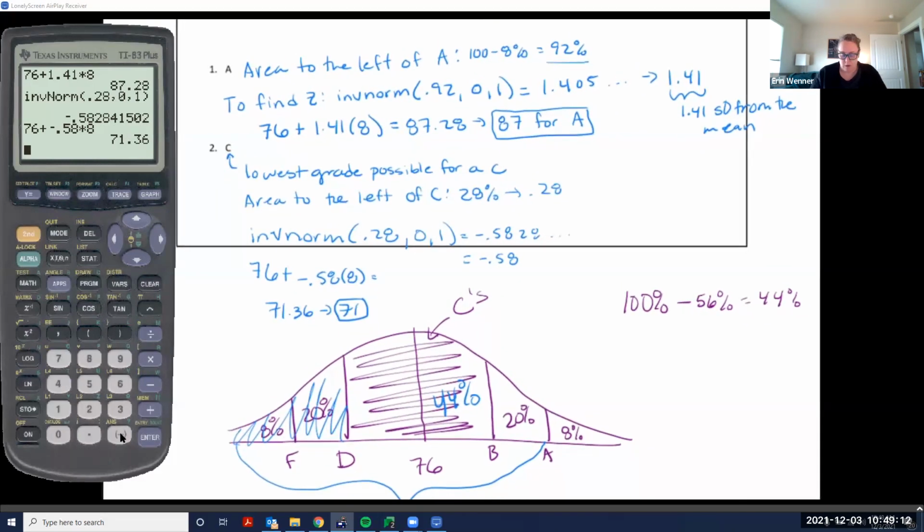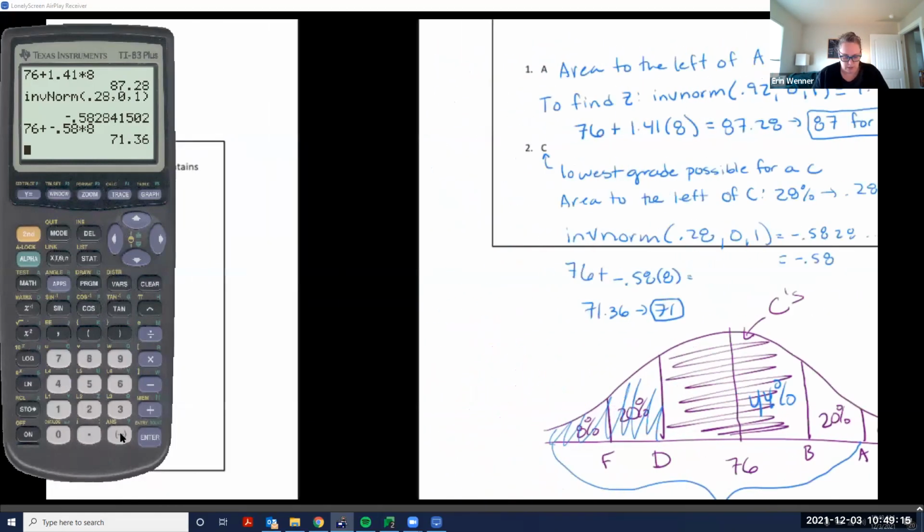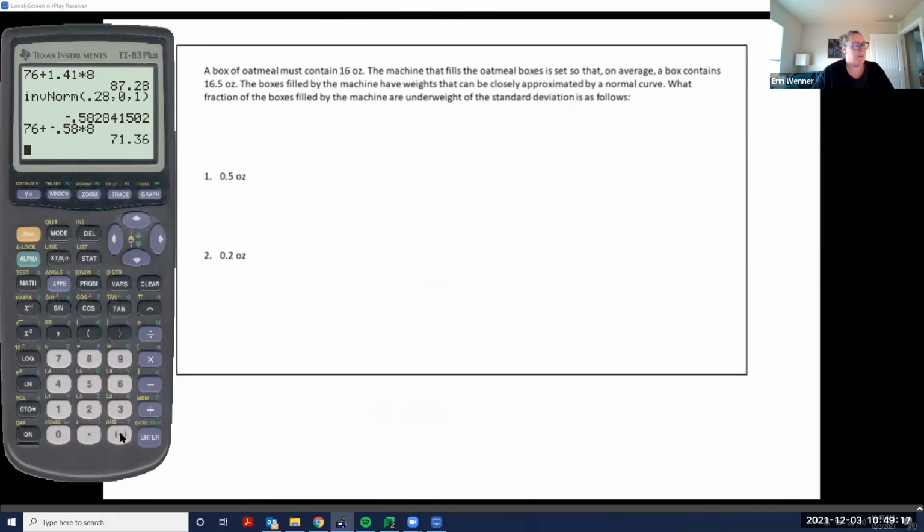So we only have 1 minute left. I just want to talk to you really quick about the box of oatmeal problem, just so you know how to go about starting this. A box of oatmeal must contain 16 ounces. The machine that fills the oatmeal boxes is set so that on average a box contains 16.5 ounces. So on average means that our mean is 16.5 ounces. I don't know why I wrote a percentage sign, it's ounces.